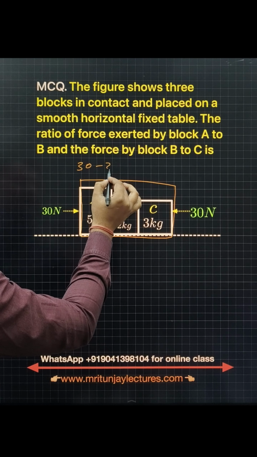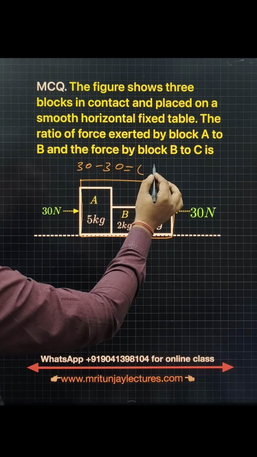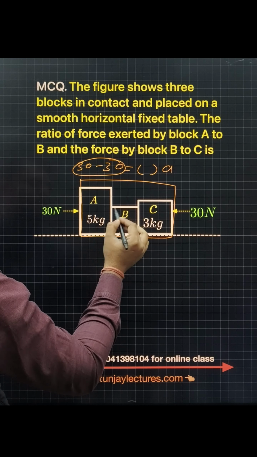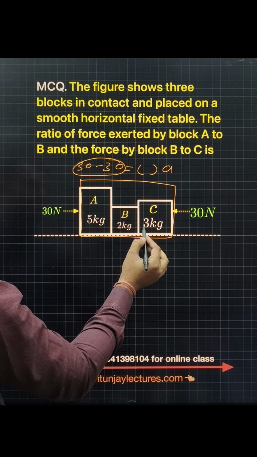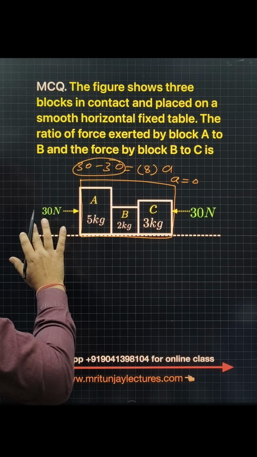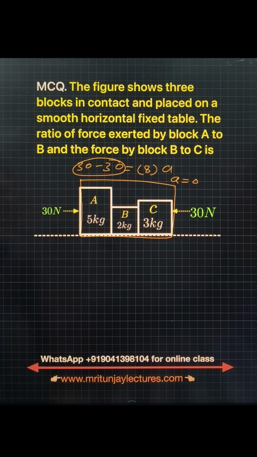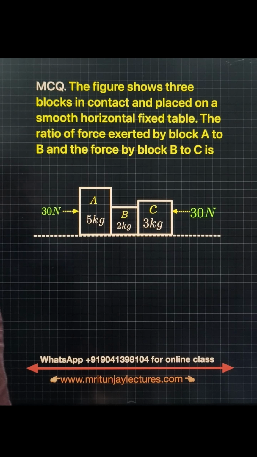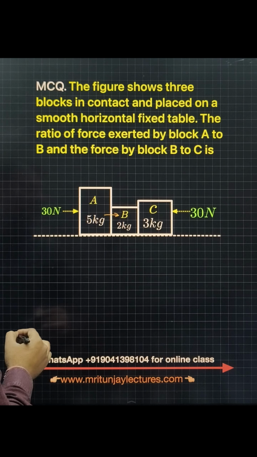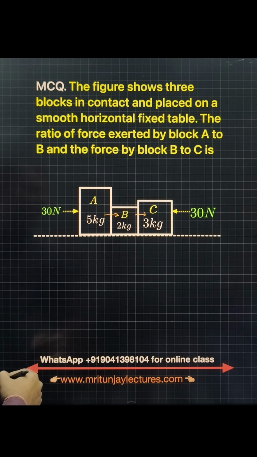30 minus 30 is how much? Mass into acceleration. If that is 0, it means whatever be the mass, 5 plus 2 plus 3 is 8, so acceleration a is 0. It means the whole system is in equilibrium. Clear? So the whole system is in equilibrium. Then what does A apply on B and B apply on C?